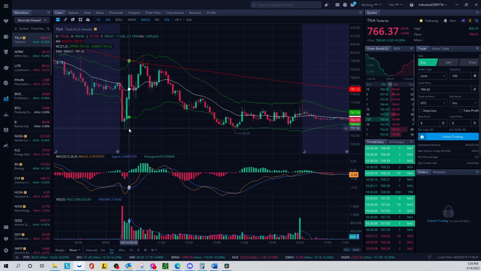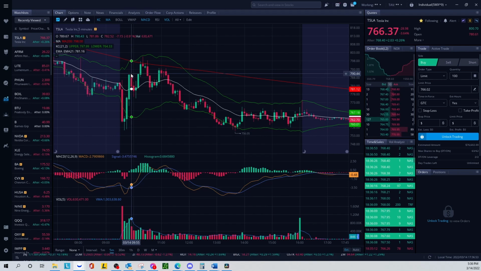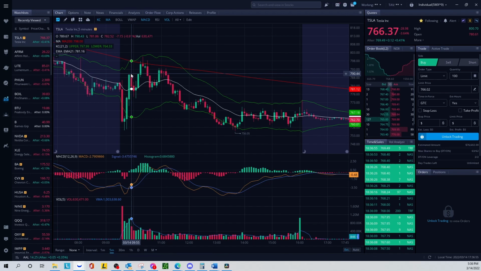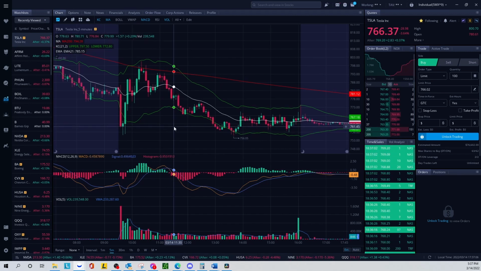So instead of 2 points on SPY or 4 points on SPY, then it might be 30 points on Tesla. So that's something to think about: understanding the stock that you're trading. The concept works the same. It's just that the magnitude of the moves may be different depending on what stock you're trading.